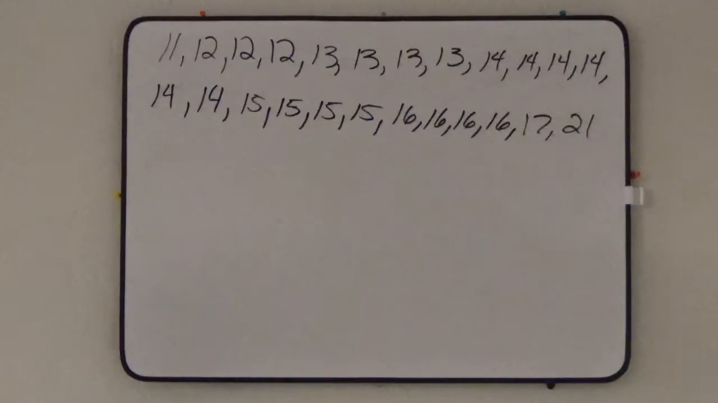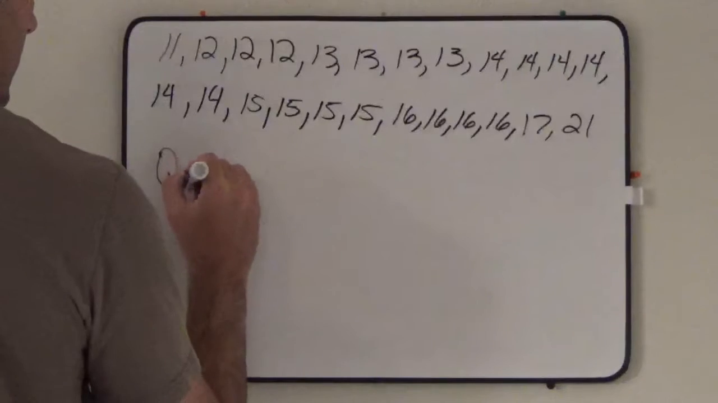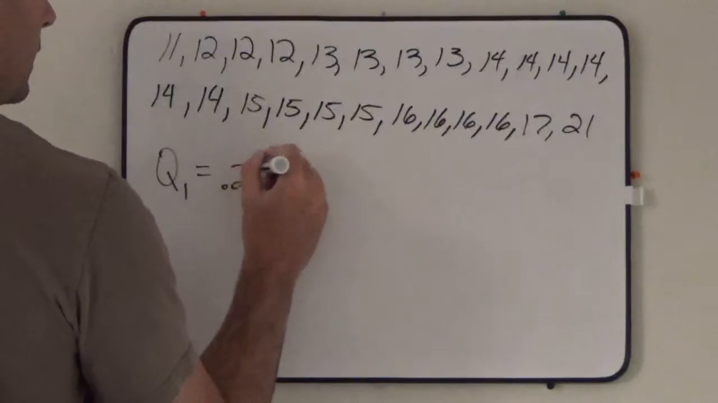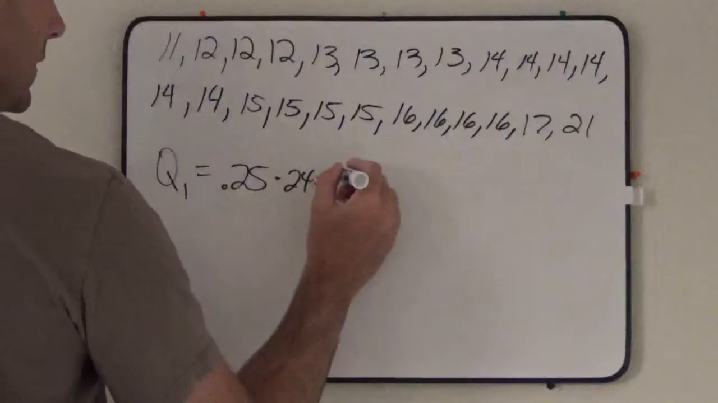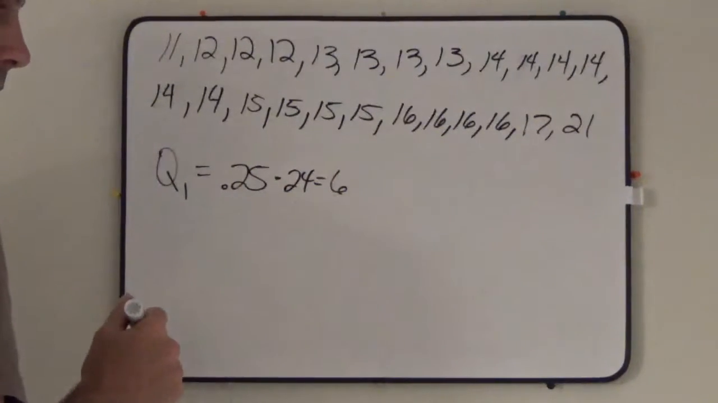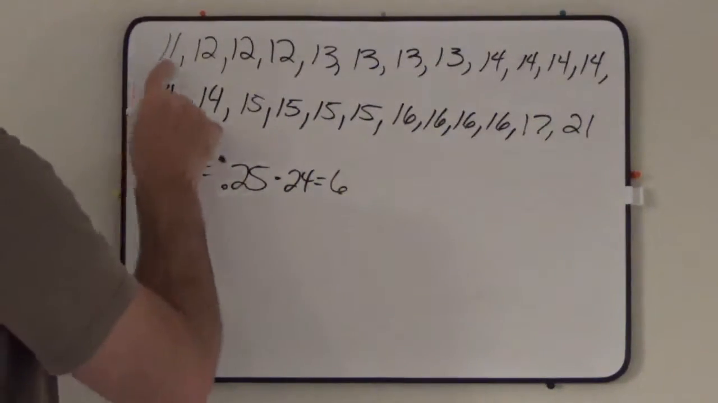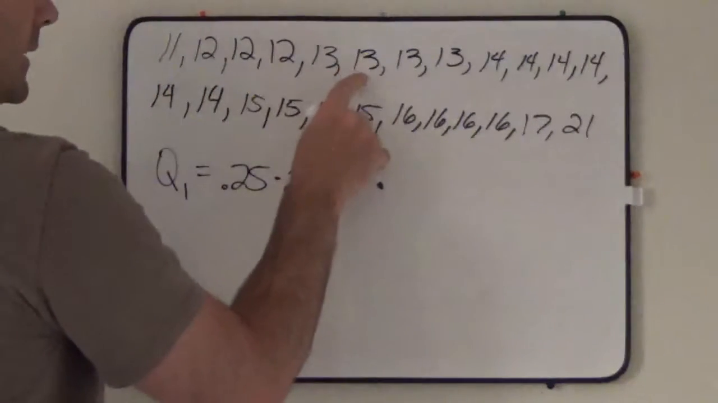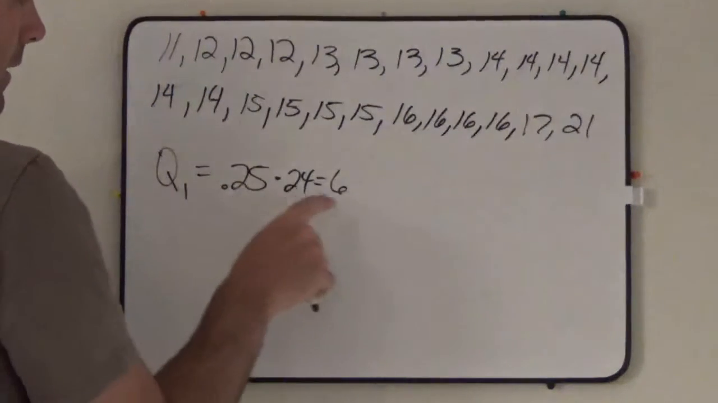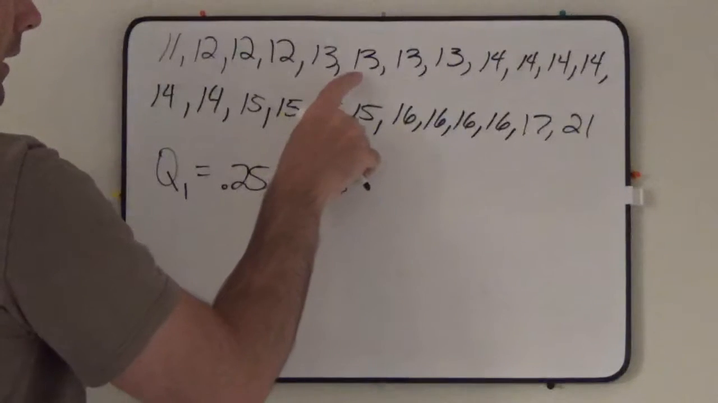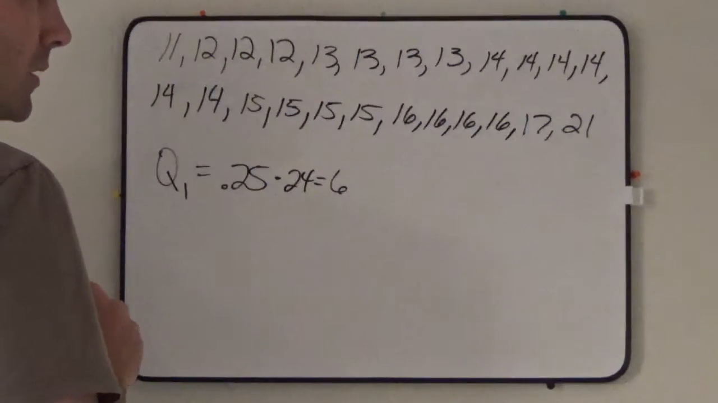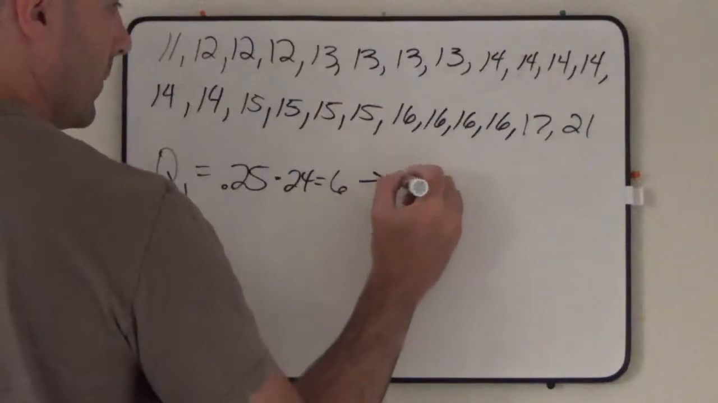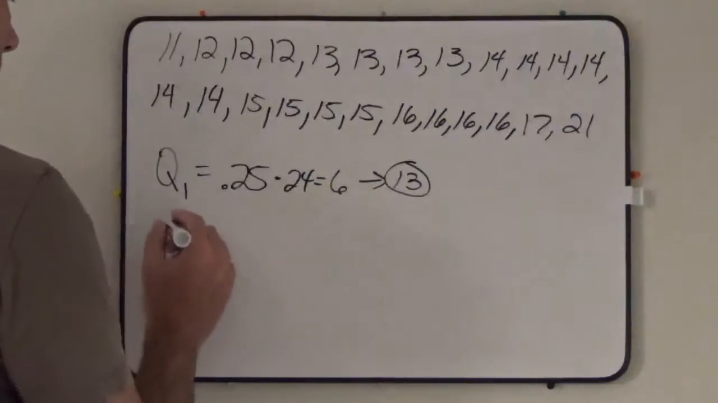We want to find quartile 1. And that is 0.25 times 24, which is 6. Now guys, that's not the answer. Remember, that's the 6th number. So 1, 2, 3, 4, 5, 6th number. Since it's a whole number, we're in between the 6th number and the 7th number. If you add those two together and divide by 2, you're going to get 13. So there's my quartile 1.